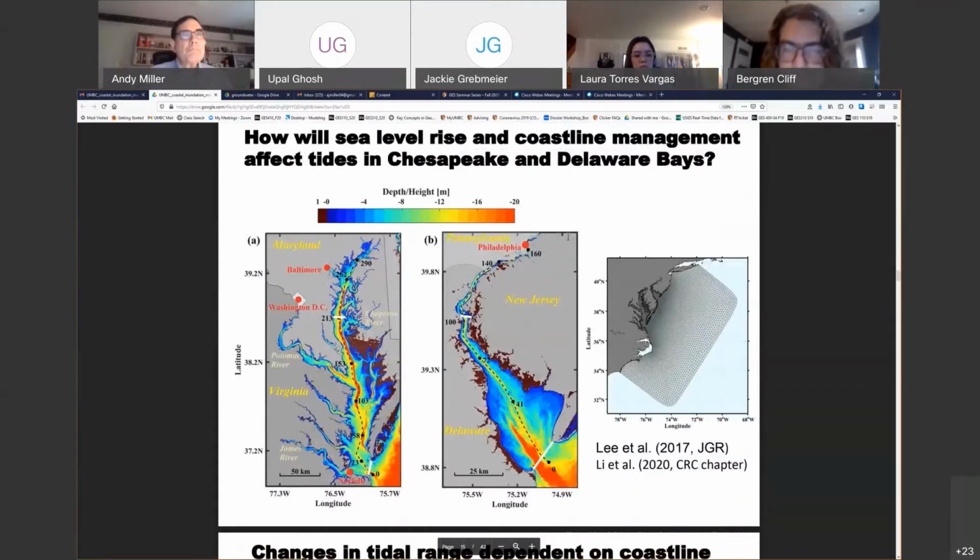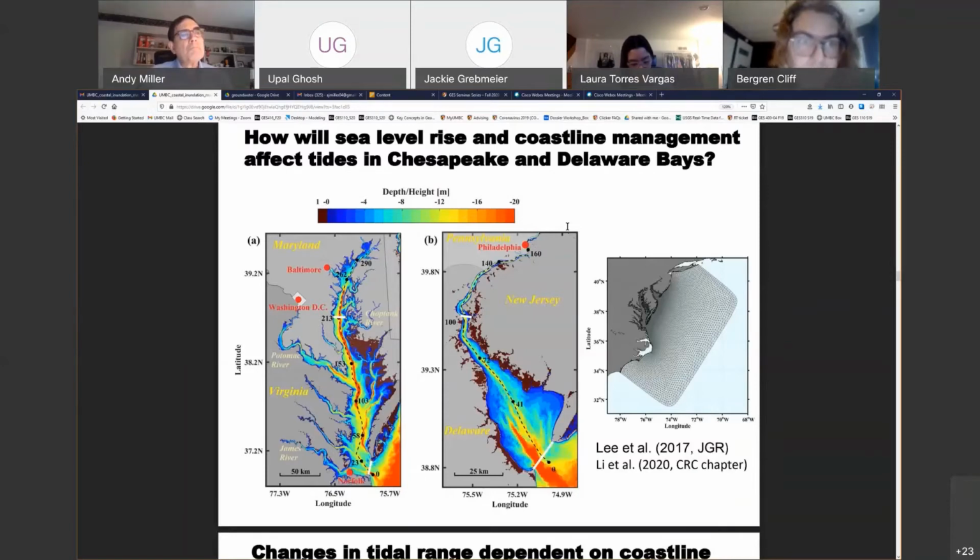So we undertake a couple of modeling studies to look at how sea level rise and coastline management affect the tides in Chesapeake Bay and Delaware Bay. In Chesapeake Bay, most of the low-lying areas are on the eastern shore of America, where the elevation is less than 1 meter, or 3 feet. In Delaware Bay, they are on the fringes of the mid and lower mid part of the bay.